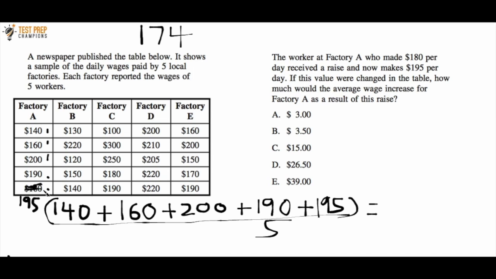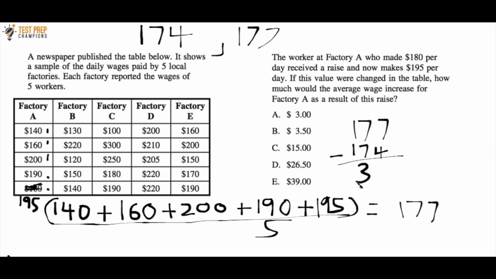Let me add these up in my calculator and see what we get. This time, in the second case, I got 177. So now what you would do is subtract them: 177 minus 174, and the answer to this is 3. So the overall final answer is A. Hopefully this makes sense.